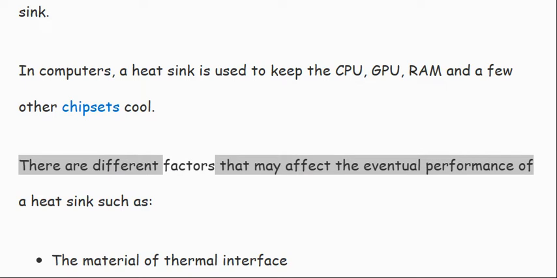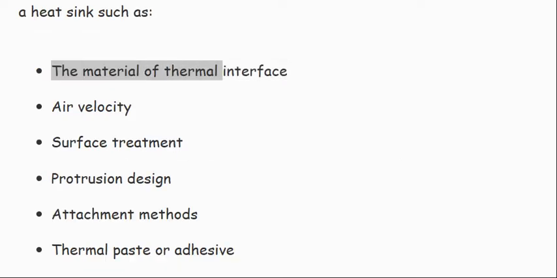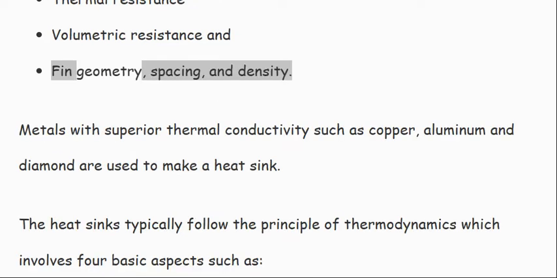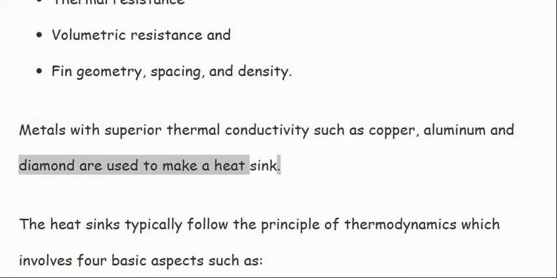There are different factors that may affect the eventual performance of a heat sink, such as the material of thermal interface, air velocity, surface treatment, protrusion design, attachment methods, thermal paste or adhesive, thermal resistance, volumetric resistance and fan geometry, spacing and density. Metals with superior thermal conductivity such as copper, aluminum and diamond are used to make a heat sink.